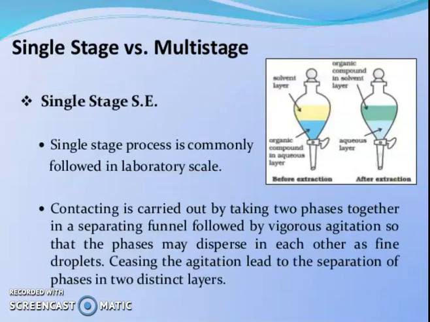Now single stage versus multi-stage. Single stage SX process is commonly followed at laboratory scale. Contacting is carried out by taking the two phases together in a separating funnel, followed by vigorous agitation so that the phases disperse in each other as fine droplets. Ceasing the agitation leads to the separation of phases into two distinct layers.